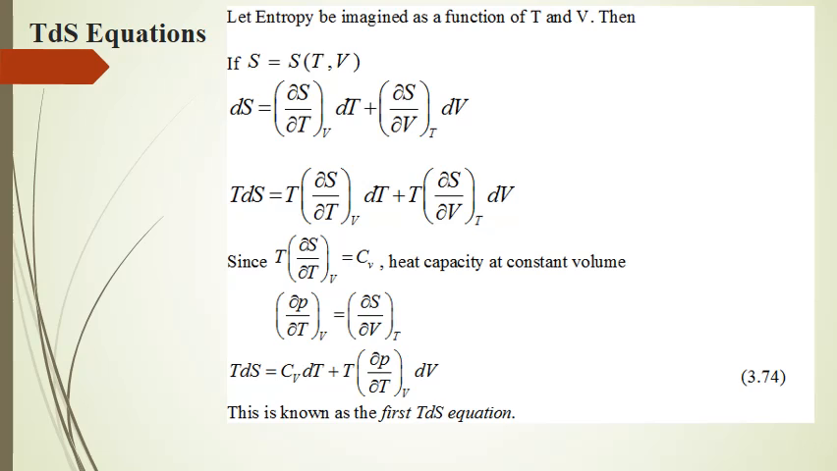So first of all, we will discuss the first TdS equation. Here entropy is a function of temperature and volume. So dS is equal to (∂S/∂T) when V is constant into dT plus (∂S/∂V) when T is constant into dV.